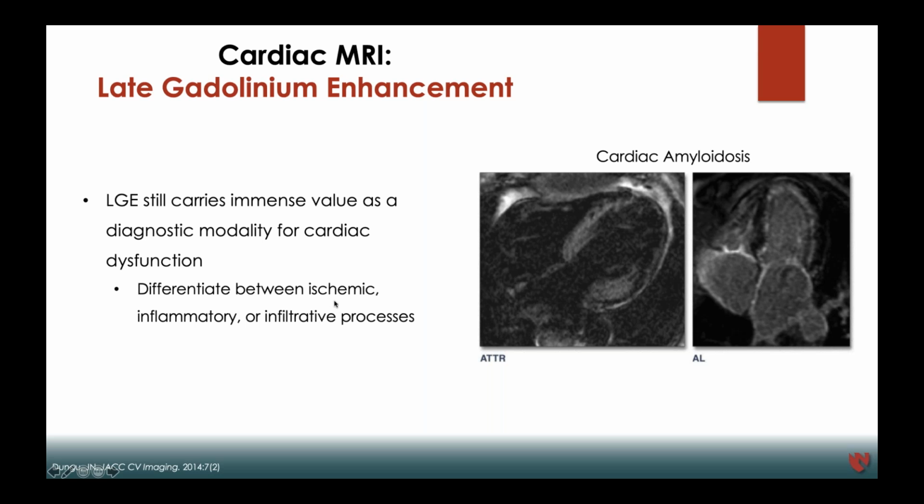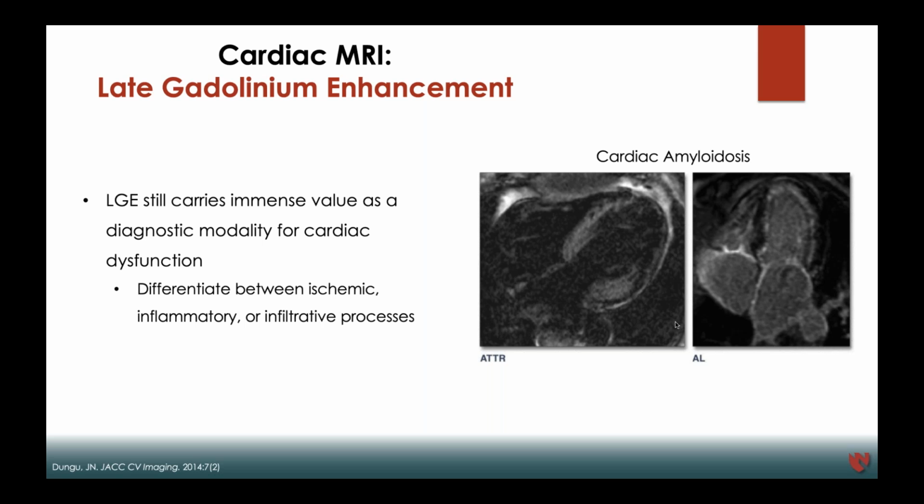It can help us accurately distinguish between ischemic, inflammatory, or an infiltrative process. It's very useful, for example, in cardiac amyloid, and it can help us even distinguish between ATTR amyloid versus AL amyloid. The pattern of LGE in ATTR amyloid is typically transmural, and can have a gradient from base to apex. AL amyloid, you might see this diffuse subendocardial delayed enhancement here. But there is some overlap between the two, so it's not a slam dunk diagnosis when you see each of these patterns.